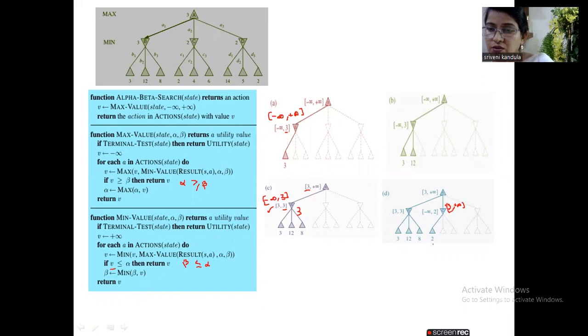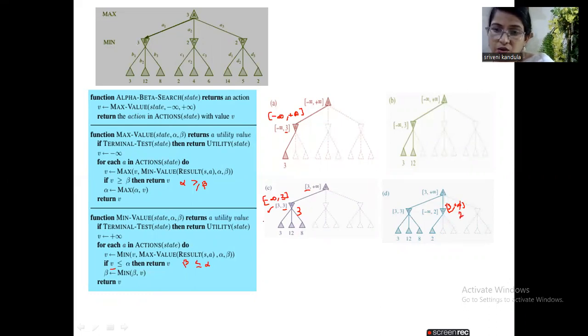Okay. So now here the value of 2, this is a minimizing one. So the value of beta has to be updated. So the value is 2 here. Here the value of beta is infinity. Okay. So 2 is less. So we will update this value with 2.